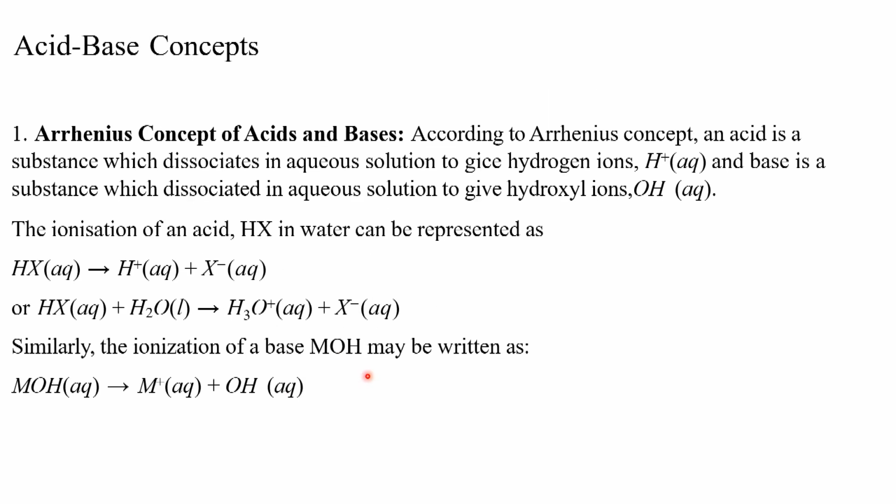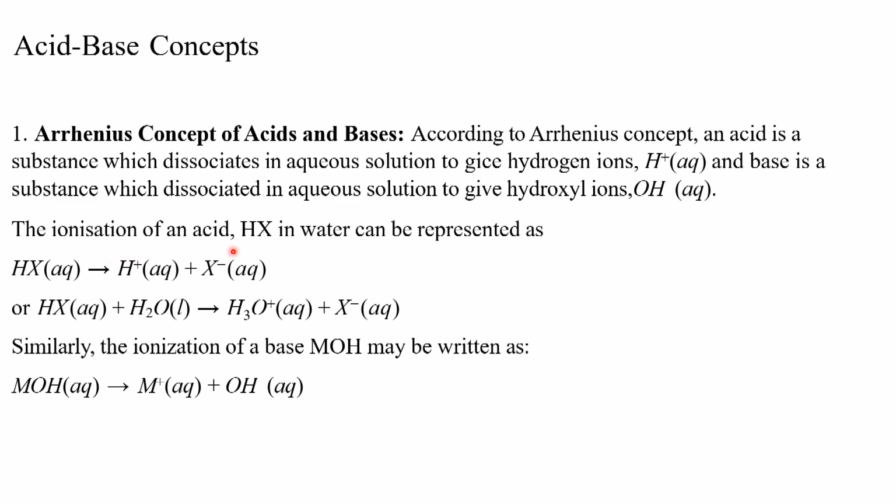Next we discuss acid-base concepts. First is the Arrhenius concept of acids and bases. According to the Arrhenius concept, an acid is a substance which dissociates in aqueous solution to give hydrogen ions, or H+, and a base is a substance which dissociates in aqueous solution to give hydroxyl ions, or OH-.